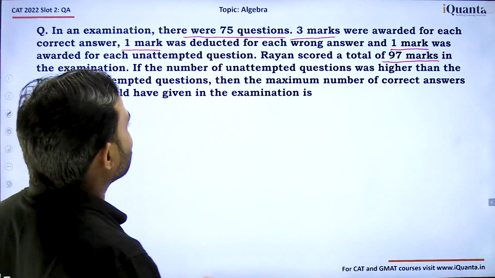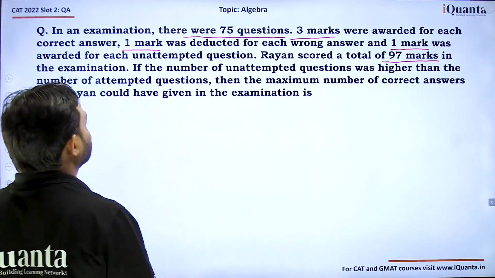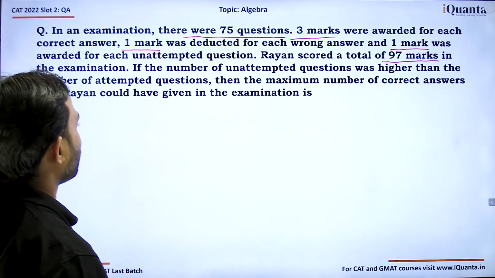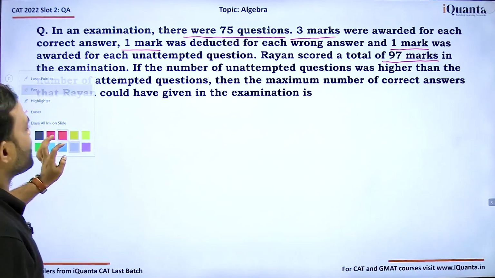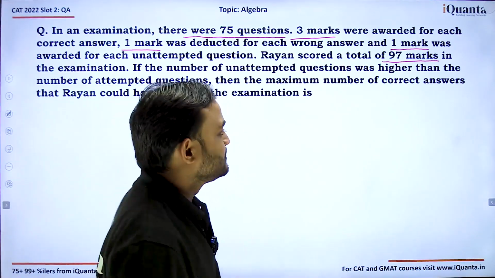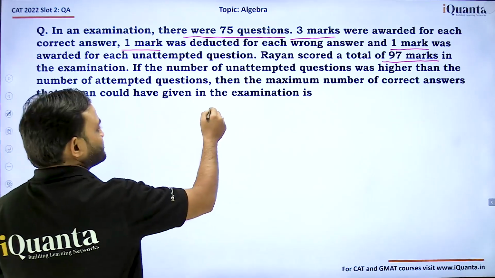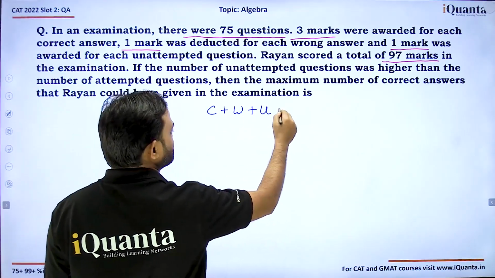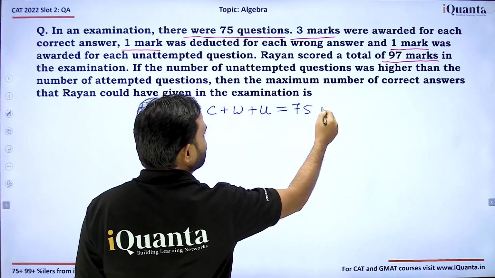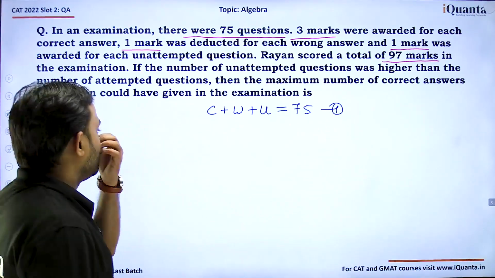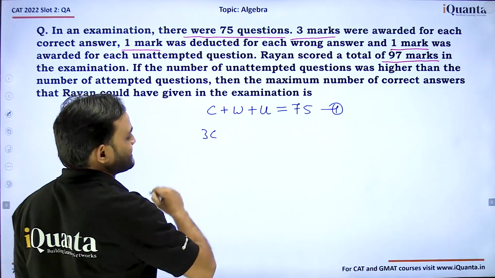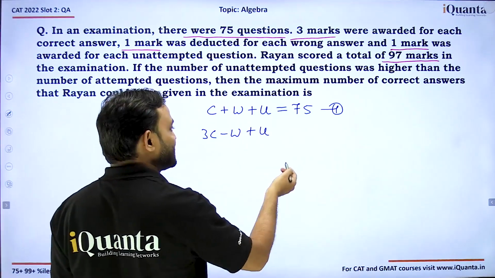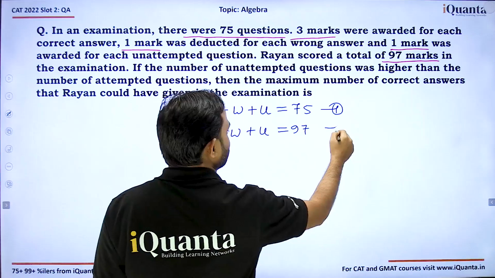If the number of unattempted questions was higher than the number of attempted questions, then the maximum number of correct answers that Ryan could have given in the examination is: maximum number of correct answers, right? So let's say number of correct answers is equal to C, number of wrong answers is equal to W, and number of unattempted questions is equal to U. Then this should add up to 75, which is the total number of questions. Now 3 marks are awarded for each correct answer and 1 mark is deducted for each wrong answer and 1 mark is awarded for each unattempted. This should add up to 97.